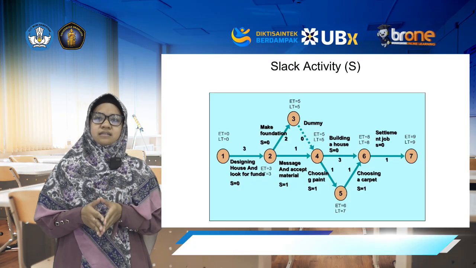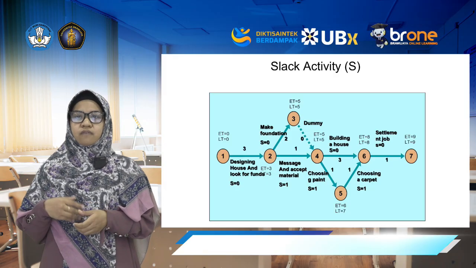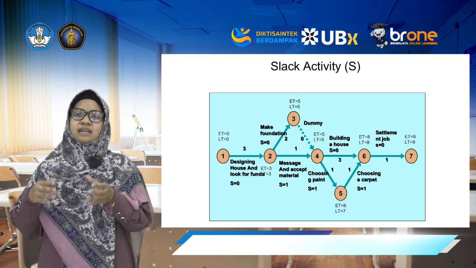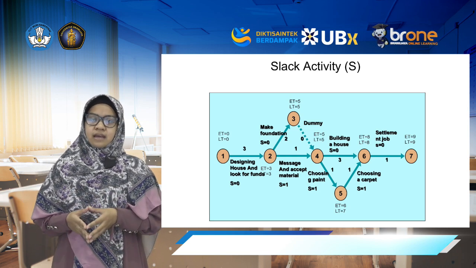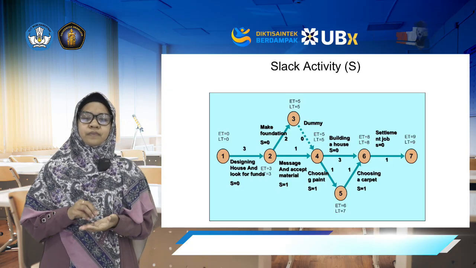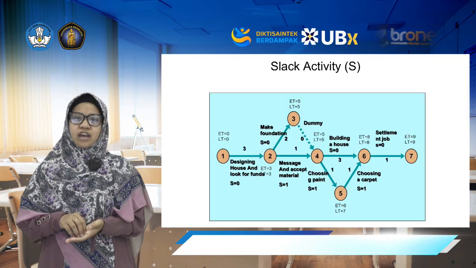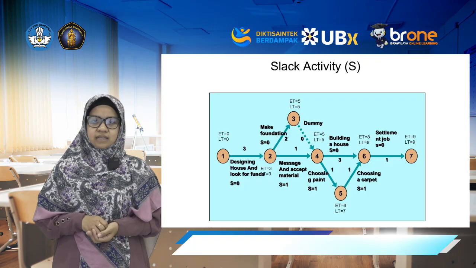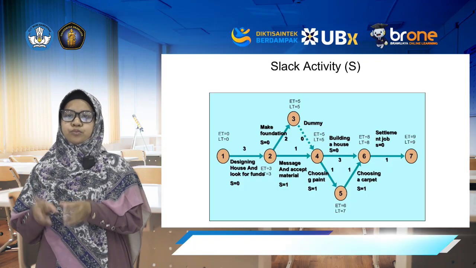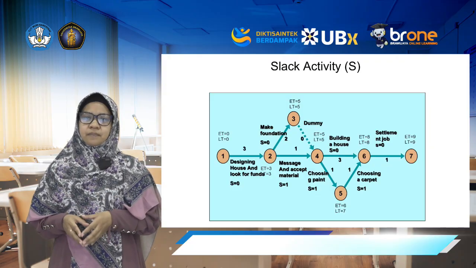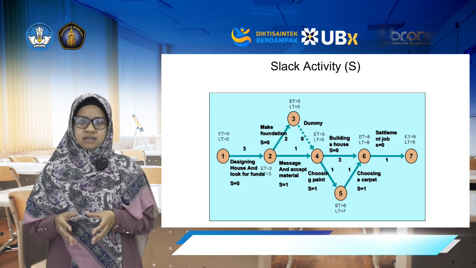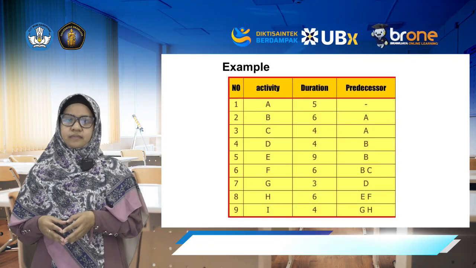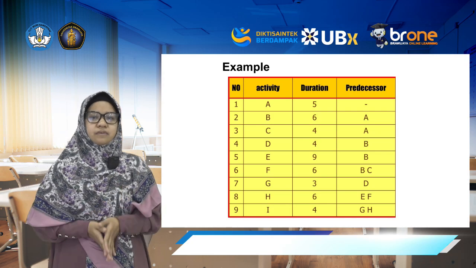Activities with slack equal to 0 form the critical path 1, 2, 3, 4, 6 until 7. Any delay here delays the entire project. Activities on the branch 2 to 4 to 5 and then 6 have one time unit of flexibility. They can slip by up to 1 without changing the finish date. If we need to shorten the project, we must crash tasks on the critical path because only this will reduce the overall duration. Okay, this is the example.